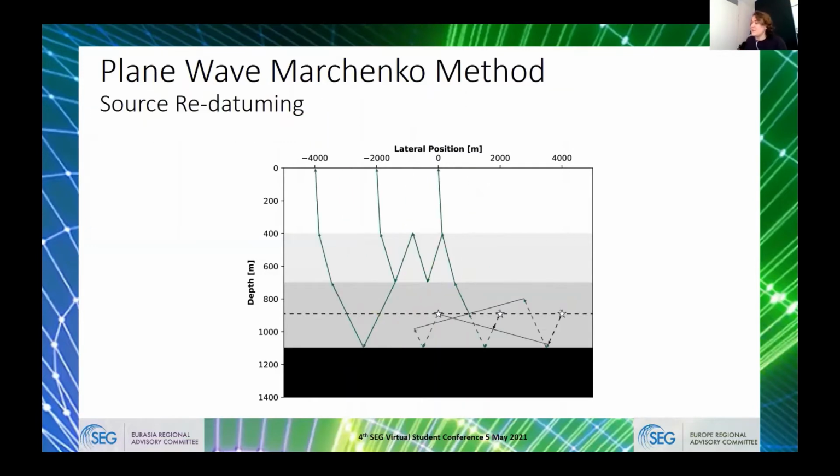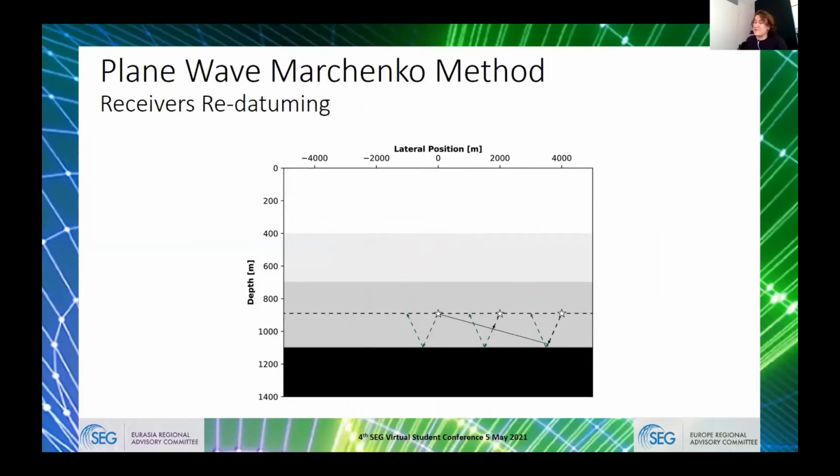And of course, we can also redatum our receivers again to this focal depth. Now we effectively did exactly the same procedure, but because we used plane waves, we have this whole focal level at once. We only need to apply the Marchenko method once for this whole focal level instead of doing it for each point at the focal level. So that's where the computational benefit comes in for the plane wave method.